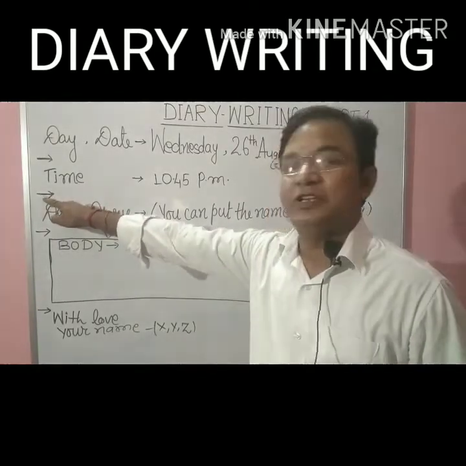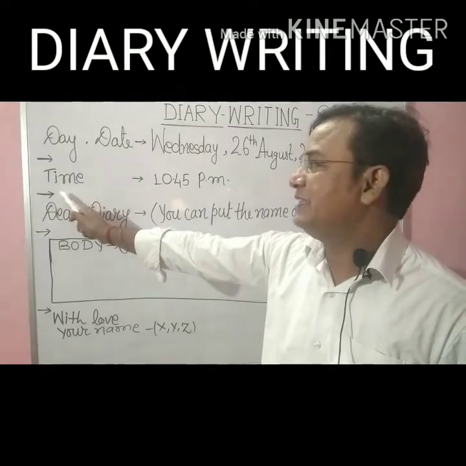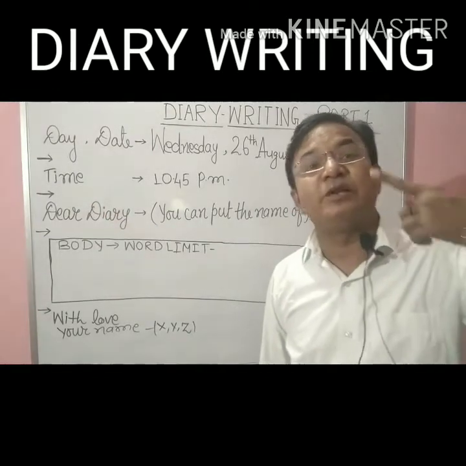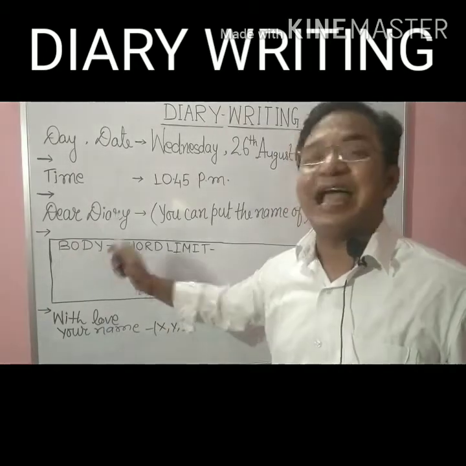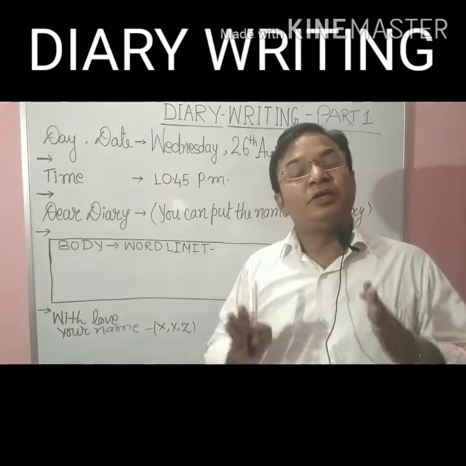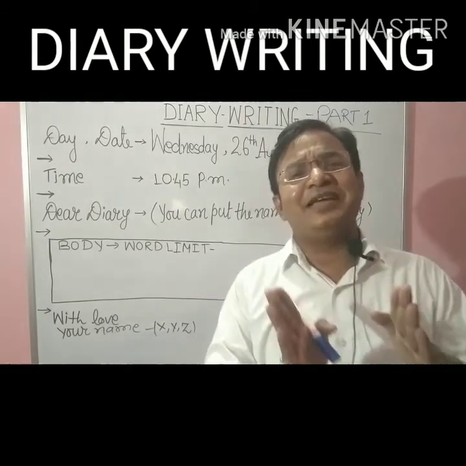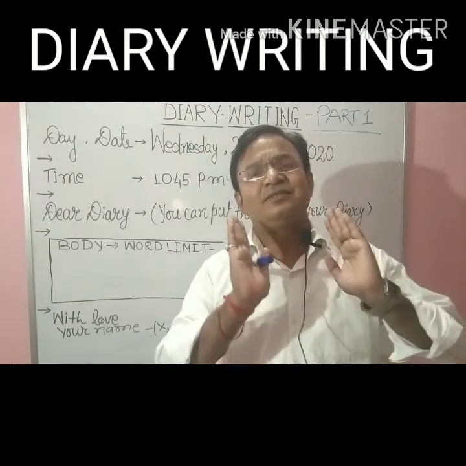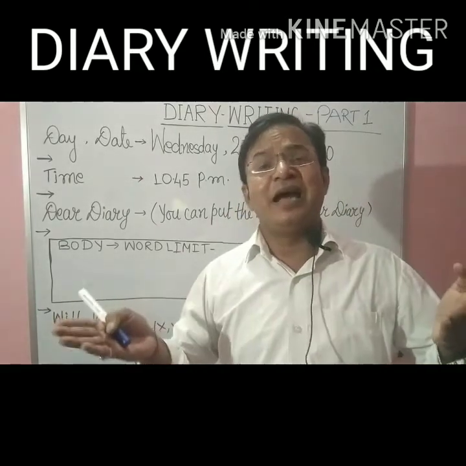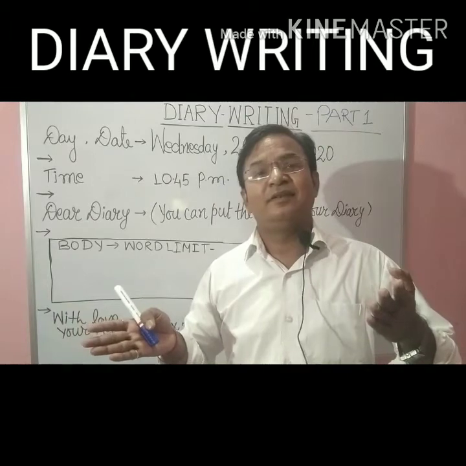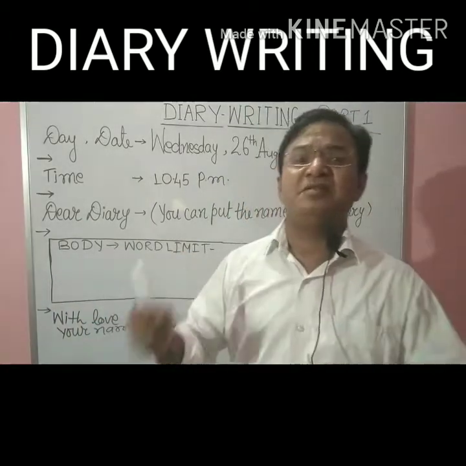After leaving one line, you are watching what? A sign of arrow over here. This arrow represents that you have to leave one line. And then write down dear diary. You can also name your diary. In some of the diary entries, you must have seen that people write the name of their diary. For example, my dear Kitty, my dear Pretty. Such kinds of names you can add.